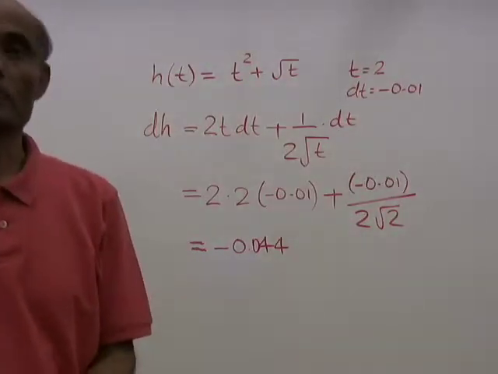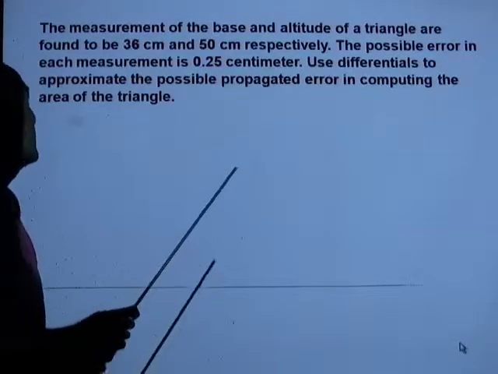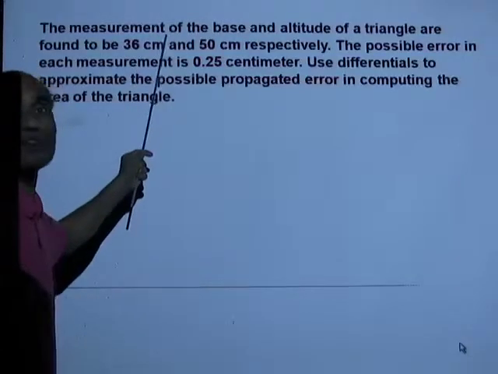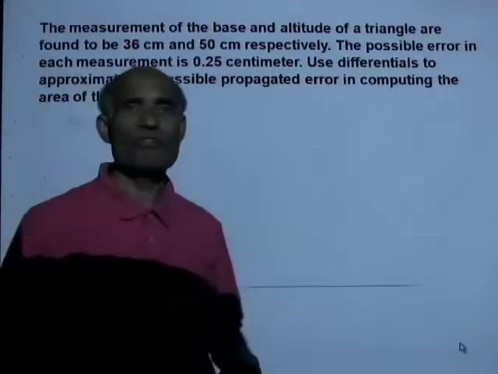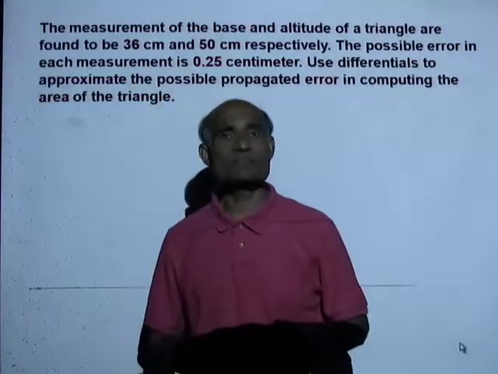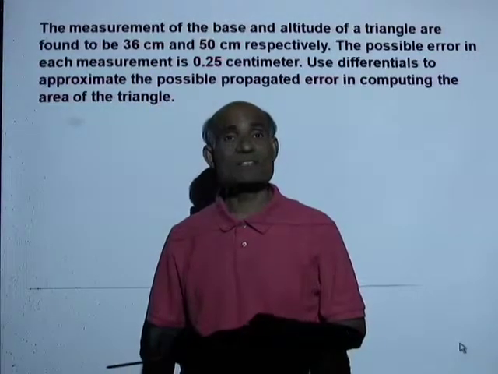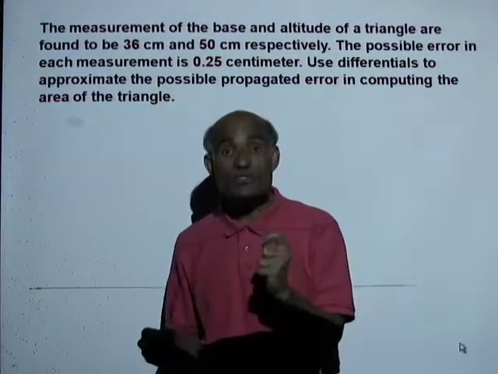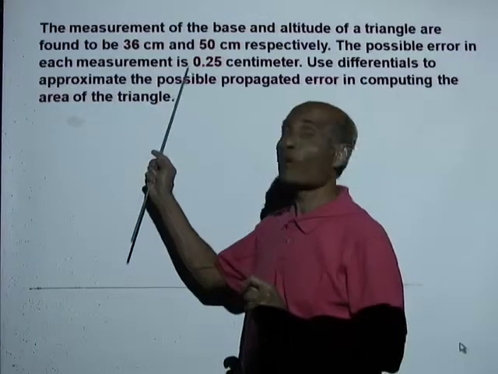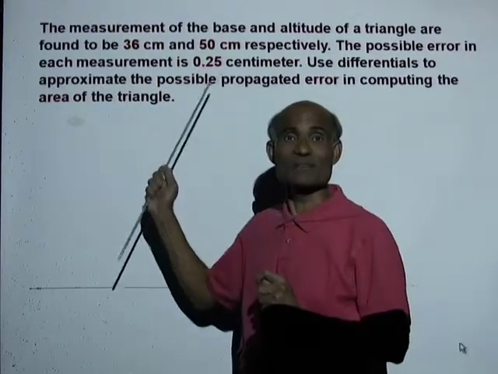Okay, let's do another problem. All right, look at this problem. The measurement of the base and altitude of a triangle are found to be 36 centimeter and 50 centimeter respectively. The possible error in each measurement is 0.25 centimeter.